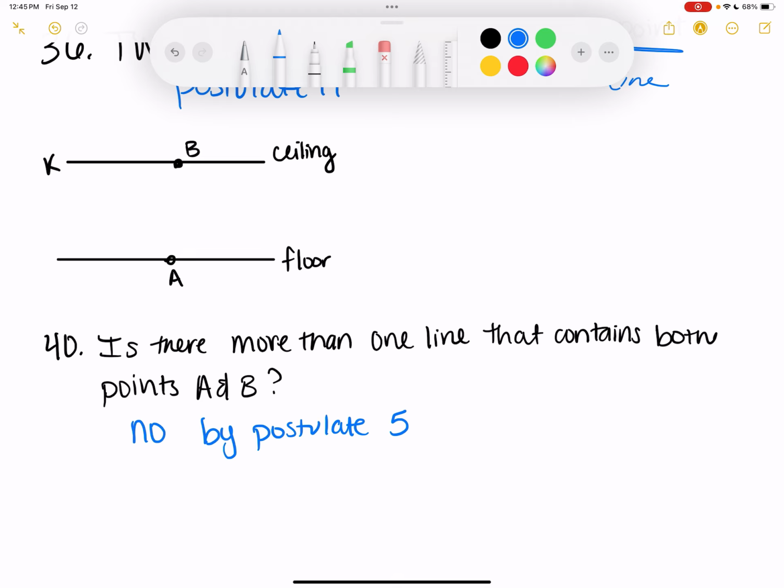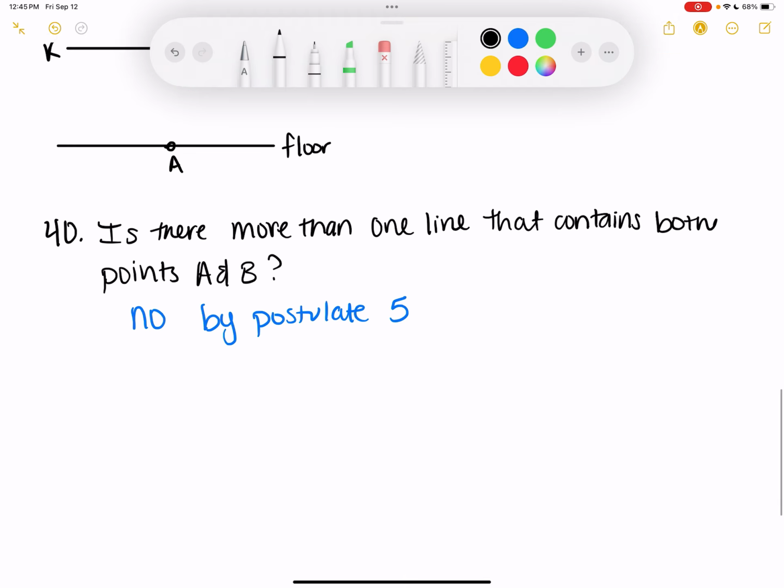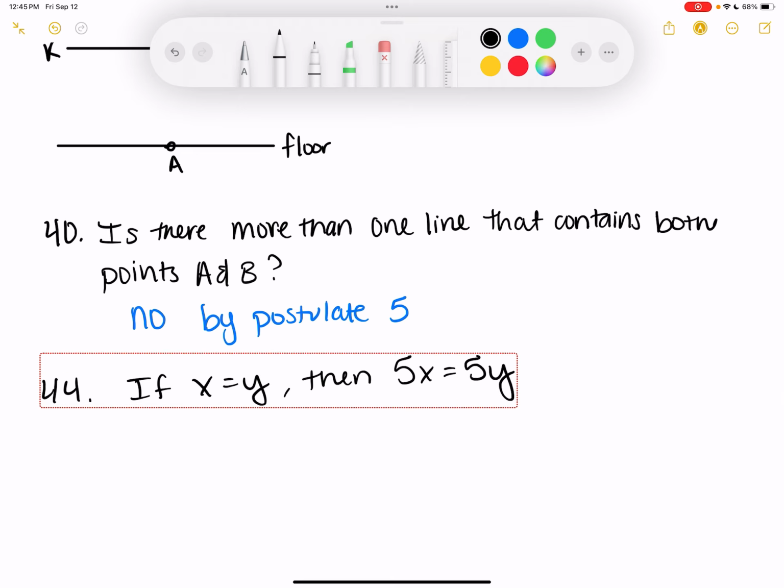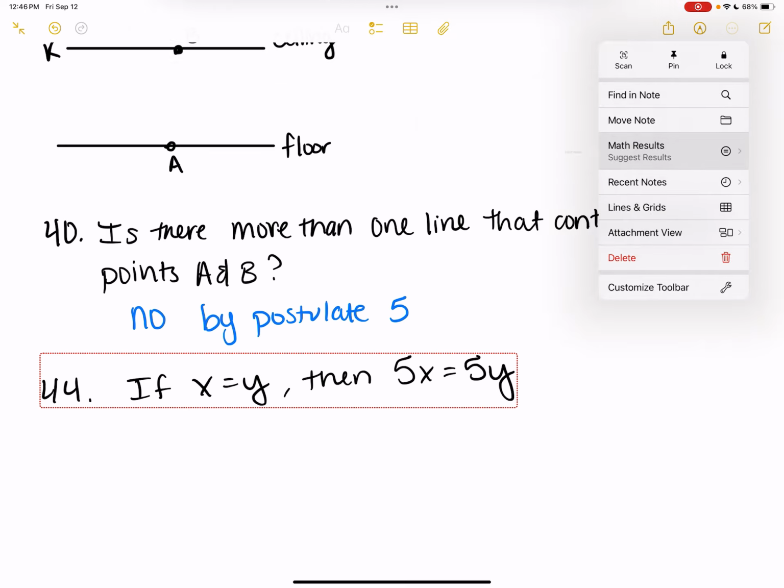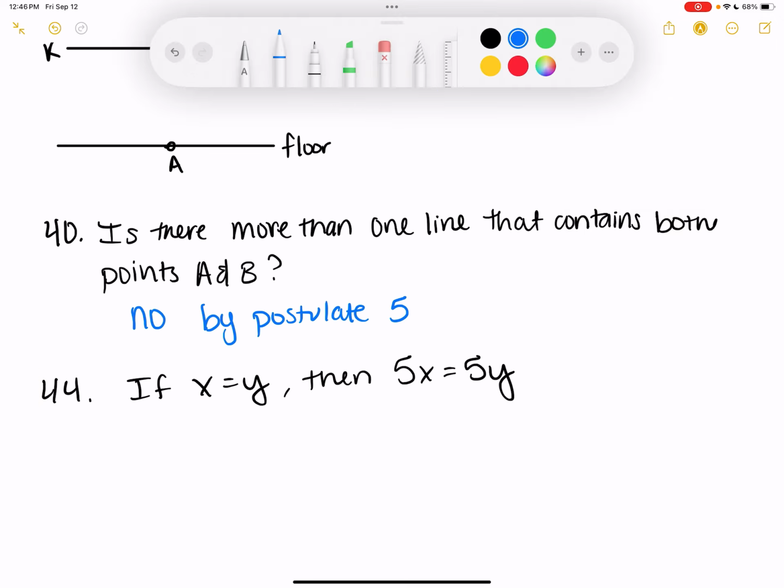All right, find the inverse, converse, and contrapositive of the statement. 44. If x equals y, then 5x equals 5y. So that's our if-then hypothesis statement. So my inverse is negating both of these things. If x is not equal to y, then 5x is not equal to 5y.